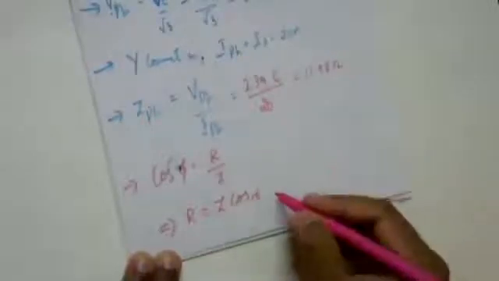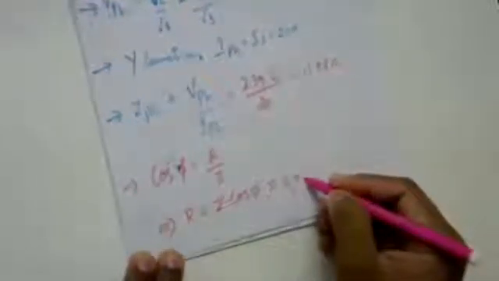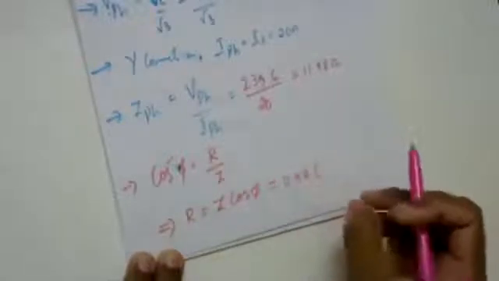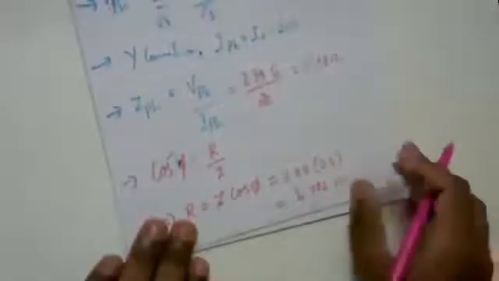Z into cos phi, which is equal to, what's the value of Z? The value of Z is 11.98 into the value of cos phi. The value of cos phi is given as 0.4. Power factor is 0.4. Then what is the answer for R? 4.792 ohms. 4.792 ohms. Is it clear?